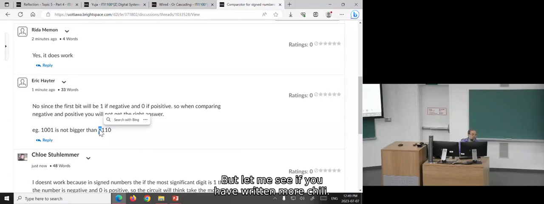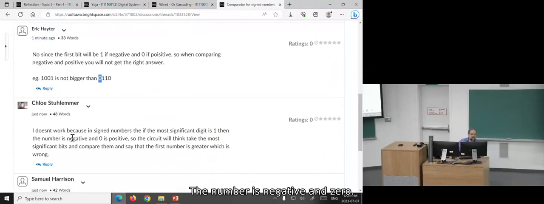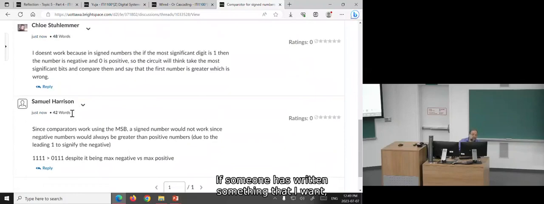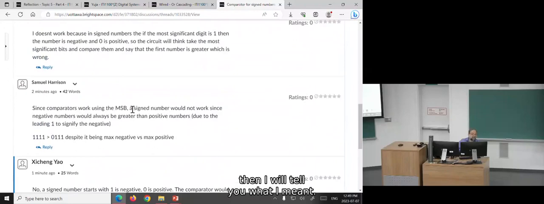Chloe says it doesn't work because in signed numbers, if the most significant bit of the number is negative and zero, the circuit will take the wrong one. So Chloe is the same as Eric, and we have two correct. If Samuel has written something that I want, then I accept that also. Since computers work using signed numbers, negative numbers. Oh no, so you didn't write what I was expecting either. Let me refresh. If it is not there, then I will tell you what I meant.